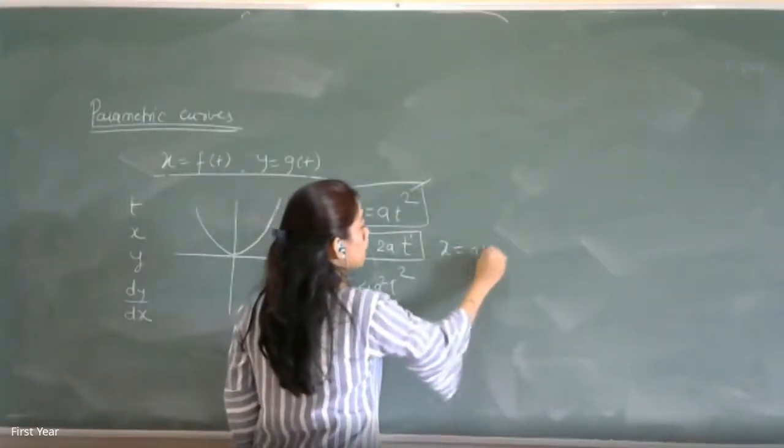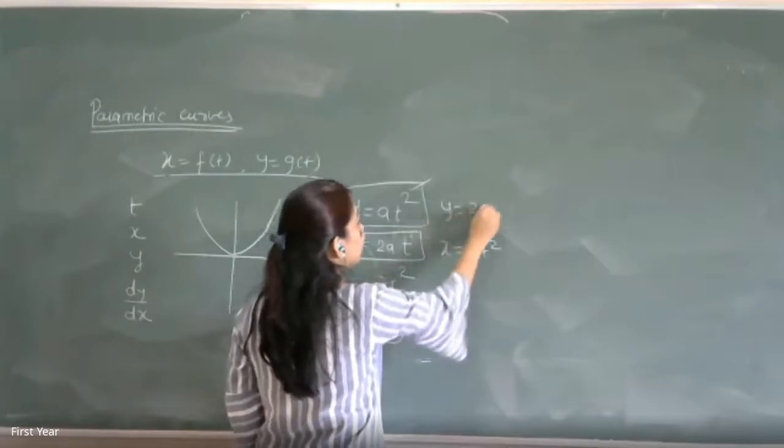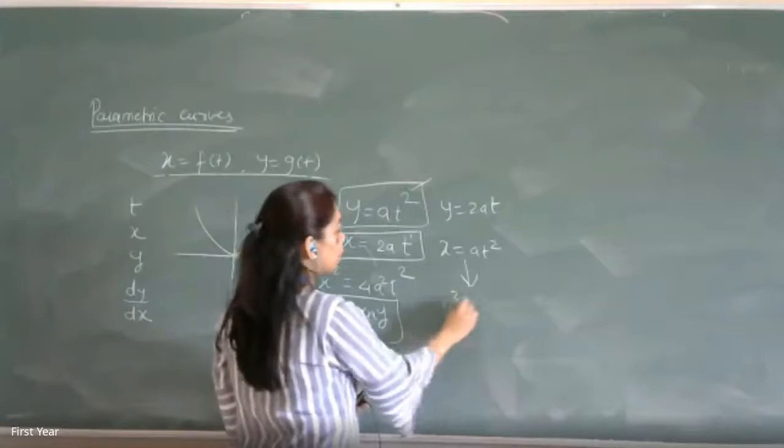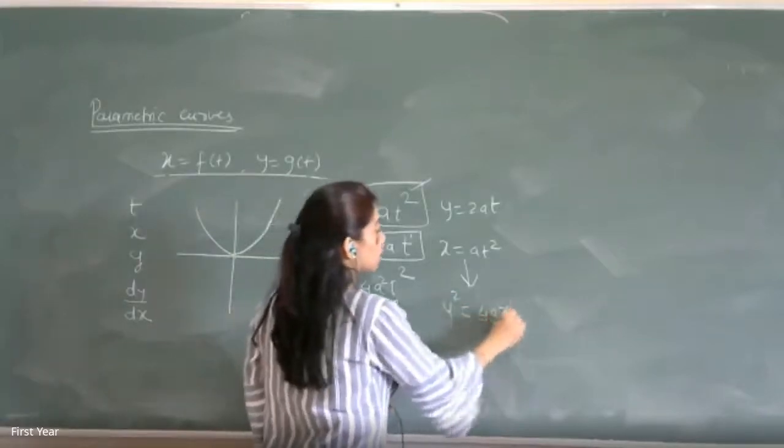What's that example? x is equal to at square and y is equal to 2at. So what is this curve? This curve represents y square is equal to 4ax.